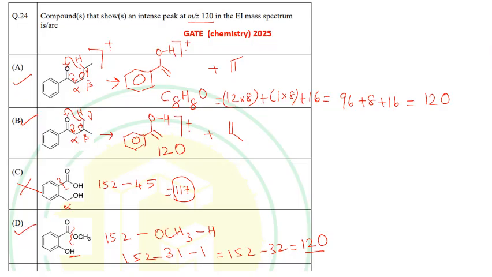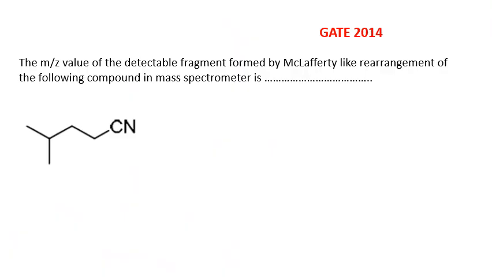So for this one, the correct options are A, B, which we have found by means of McLafferty arrangement, and D, because it is a methyl ester. Methyl ester involves the loss of OCH3 under mass condition, and even phenol involves the loss of hydrogen. So the correct options for this question are A, B, and D, a multiple selection question. And let's consider this question.